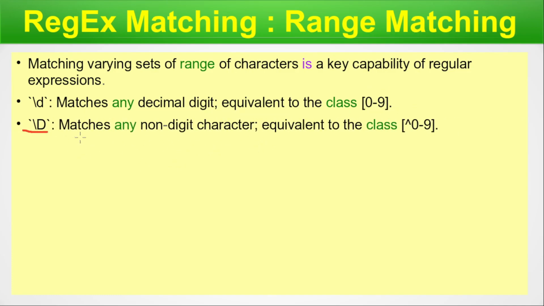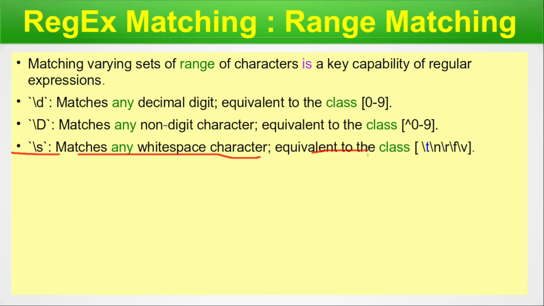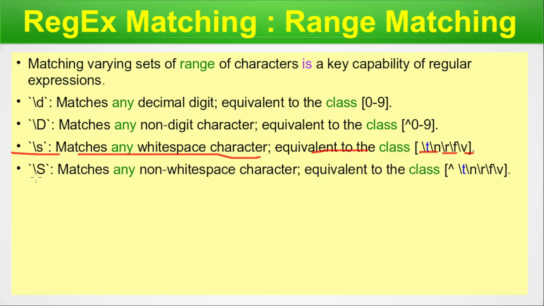\D matches any non-digit character, equivalent to the caret then 0 to 9. Caret means not 0 to 9. That means anything except any numeric combination of 0 to 9 will be matching. So we have a positive match here and a negative match here for the decimal digits 0 to 9. \s matches any whitespace character, equivalent to \t, \n, \v, all these things. Any whitespace character. And \S matches any non-whitespace character, equivalent to the not of all of these. Again, we can see that this one is the not of this, as this was the not of this.